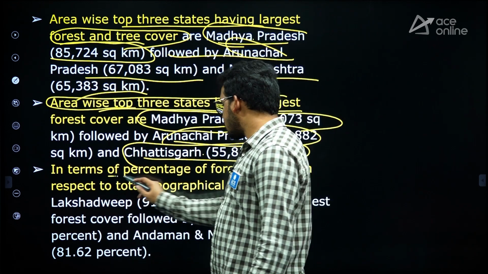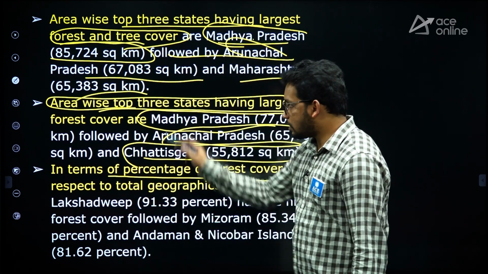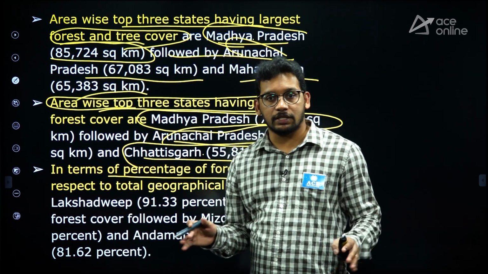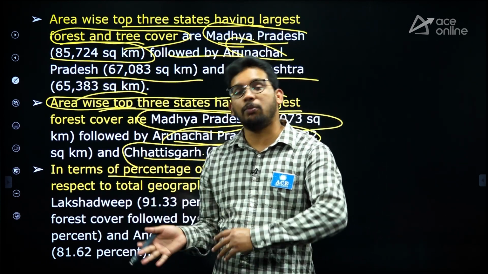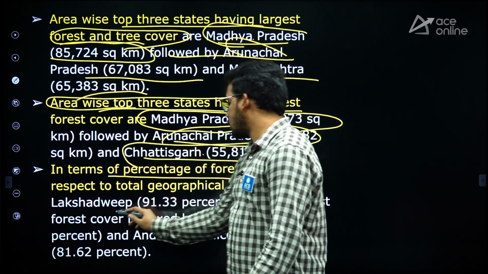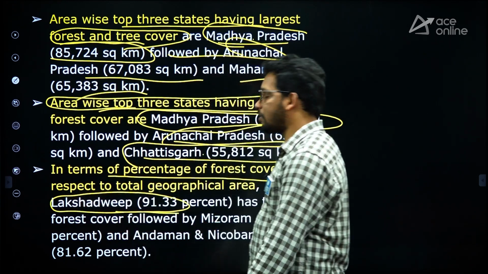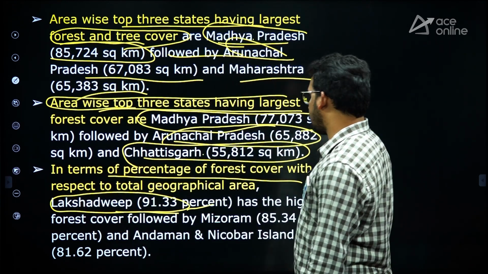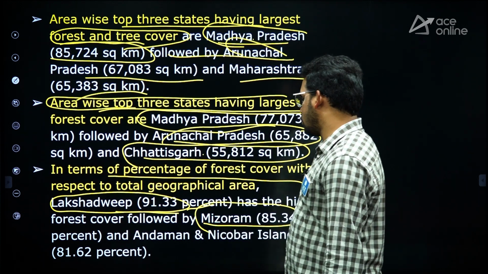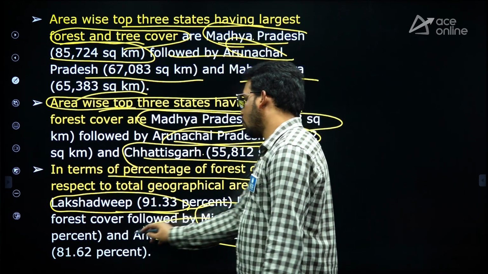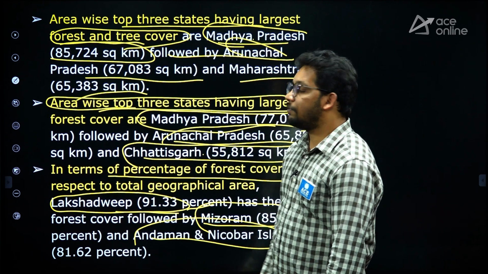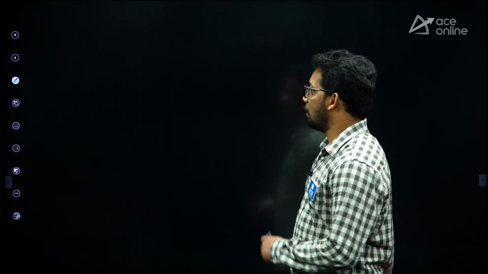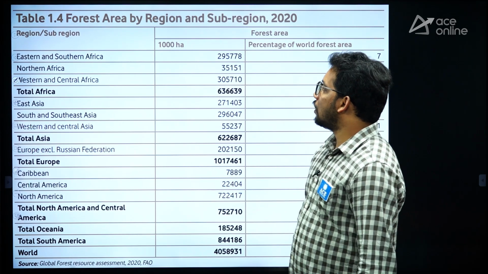In terms of percentage of forest cover, the earlier one was the total area in terms of square kilometers. This is in terms of percentage with respect to the total area, how much is covered by forest. That is Lakshadweep, because Lakshadweep is made up completely of corals and it is categorized as a forest itself. So Lakshadweep has the highest, then we have Mizoram and then Andaman Nicobar Islands. So these are the 3 having the highest percentage of forest area as compared to the total area, right?